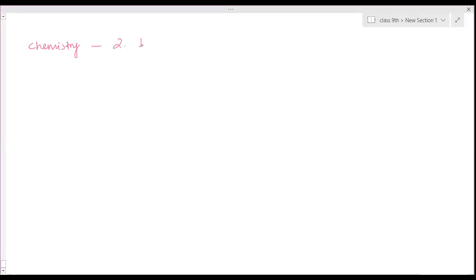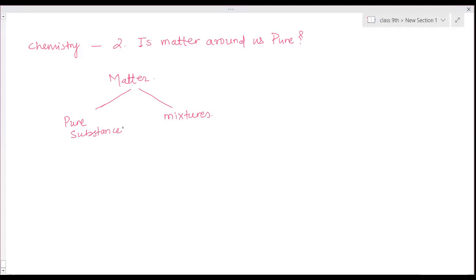Chemistry, second chapter is Is Matter Around Us Pure. So here matter is divided chemically into 2 parts. What are those? Pure substances and mixtures. Pure substances, or also we call only substances.